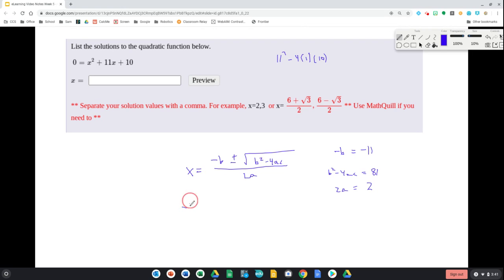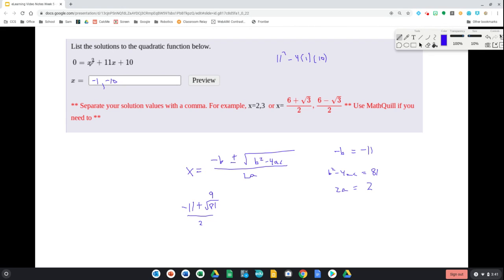So you're going to take negative 11 and you're going to add the square root of 81 and then take that answer divided by 2. And then you do the same thing with a minus sign. So remember, the square root of 81 is equal to 9. So you'll take negative 11 plus 9, which is negative 2, and then negative 2 divided by 2 is negative 1. Then you'll do the same thing, but you'll subtract. Negative 11 minus 9 is negative 20. Negative 20 divided by 2 is negative 10. And so our two answers are negative 1 and negative 10.